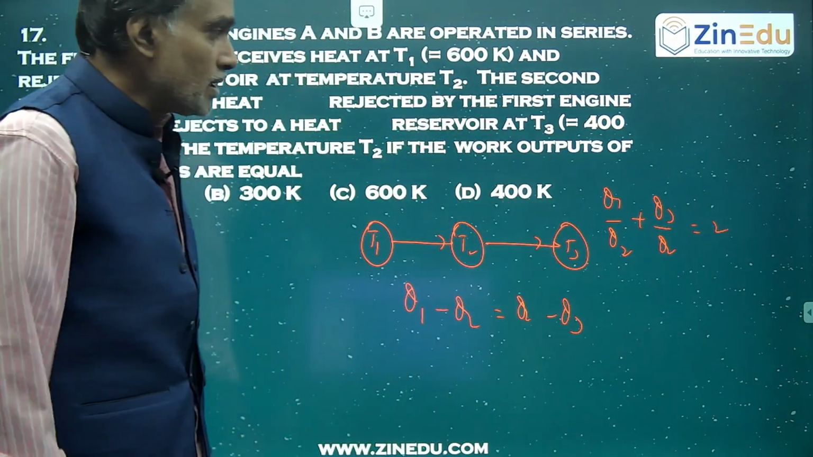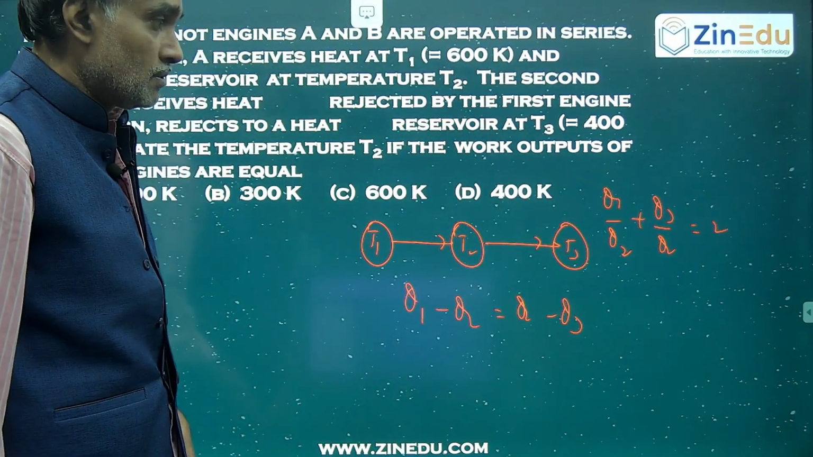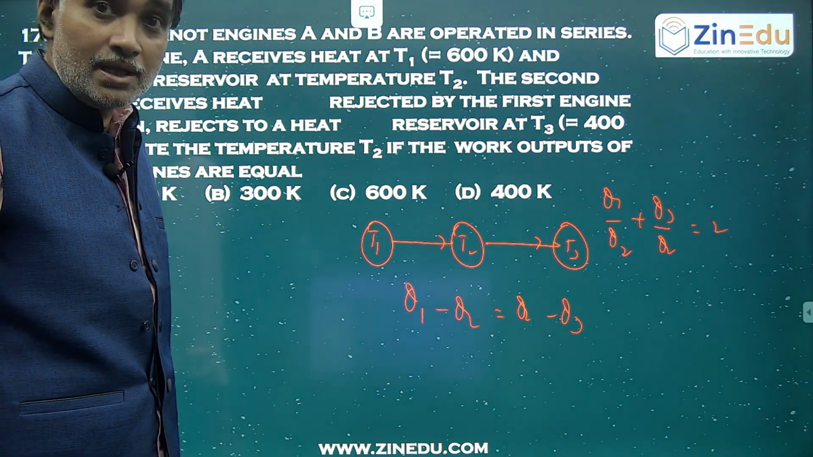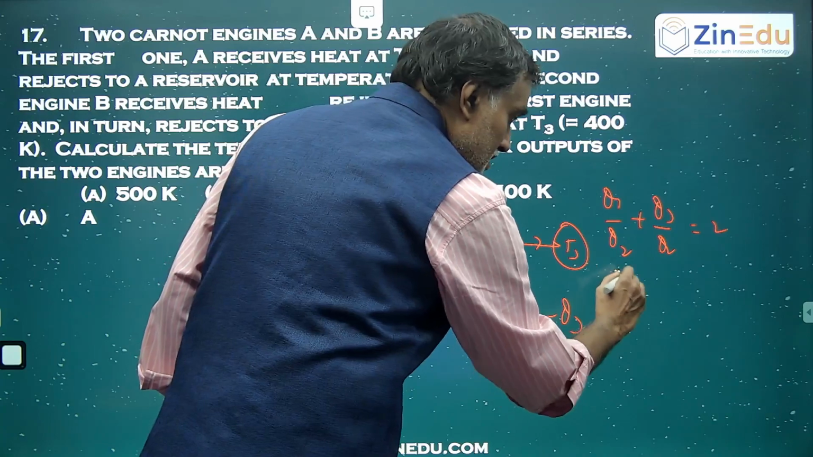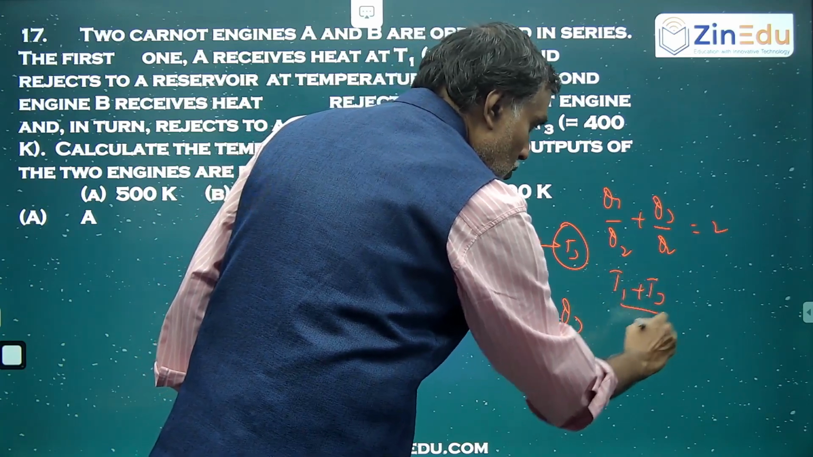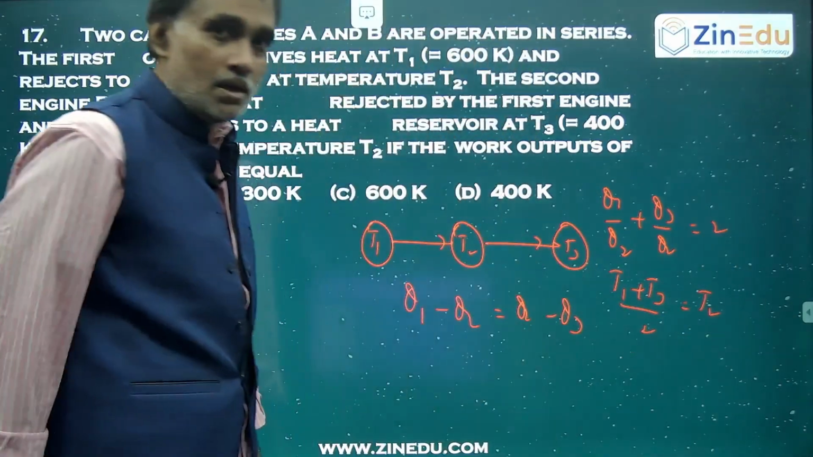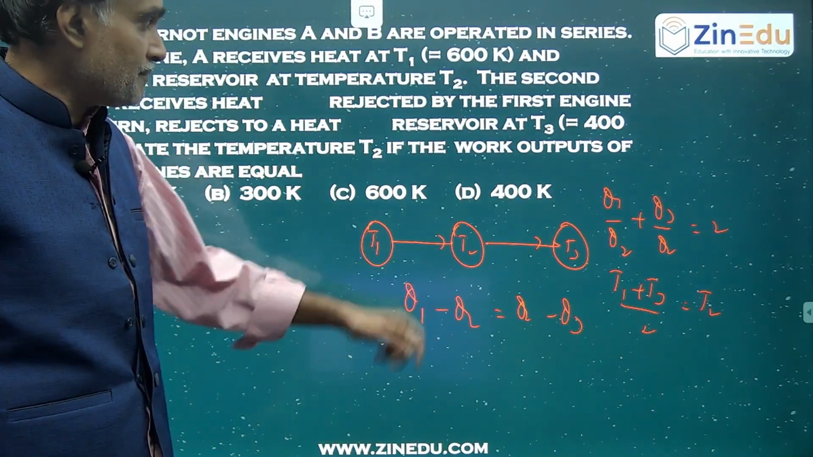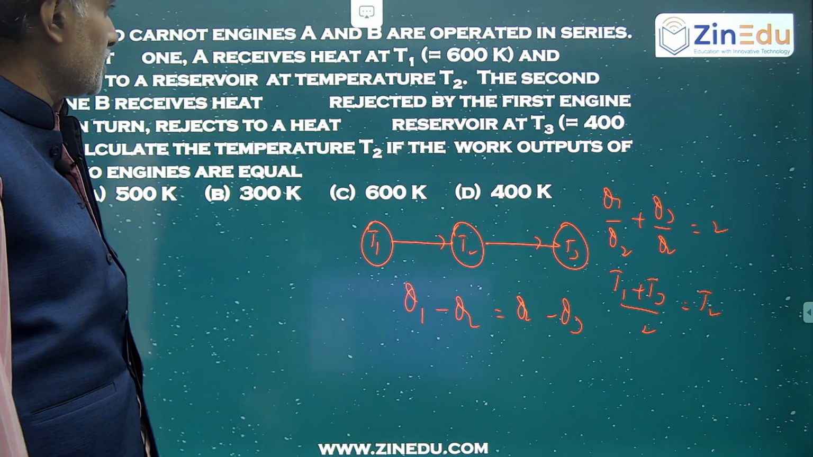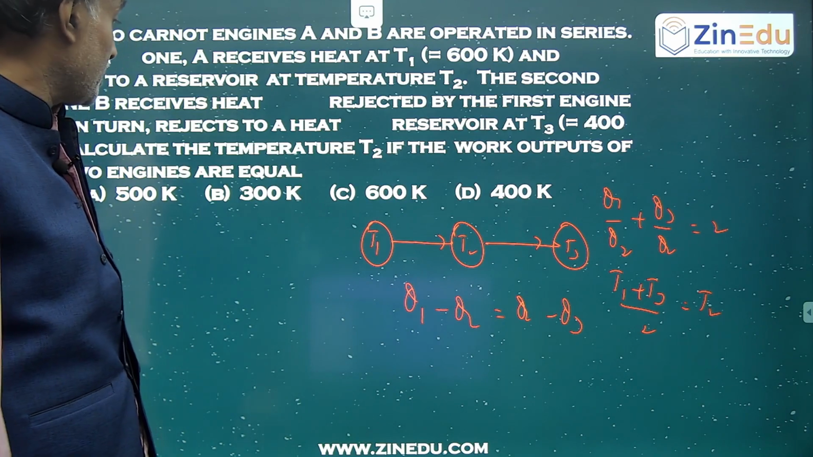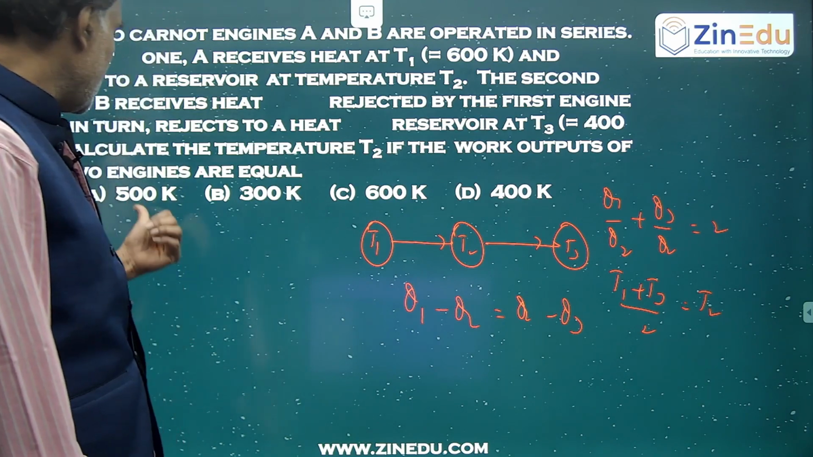But what is Q1 by Q2? Q1 by Q2 is T1 by T2, and Q3 by Q2 is T3 by T2. So T1 by T2 plus T3 by T2 equals 2, giving T2 equals T1 plus T3 by 2. So T2 is the temperature of the middle one. That is T1 plus T3 by 2, which is 600 plus 400 by 2, that is 500. The answer is A, 500.